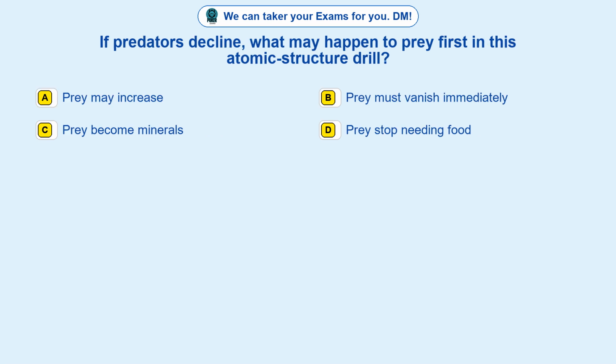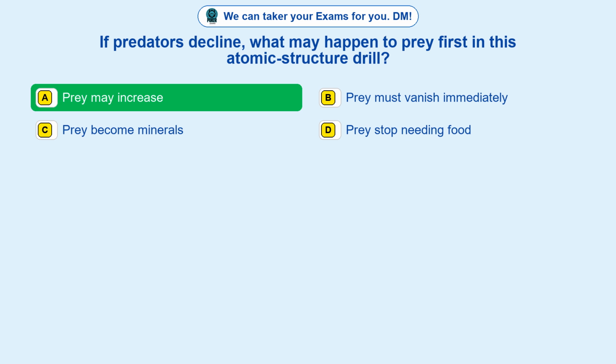Question 18. If predators decline, what may happen to prey first in this atomic structure drill? Option A. Prey may increase. Option B. Prey must vanish immediately. Option C. Prey become minerals. Option D. Prey stop needing food.